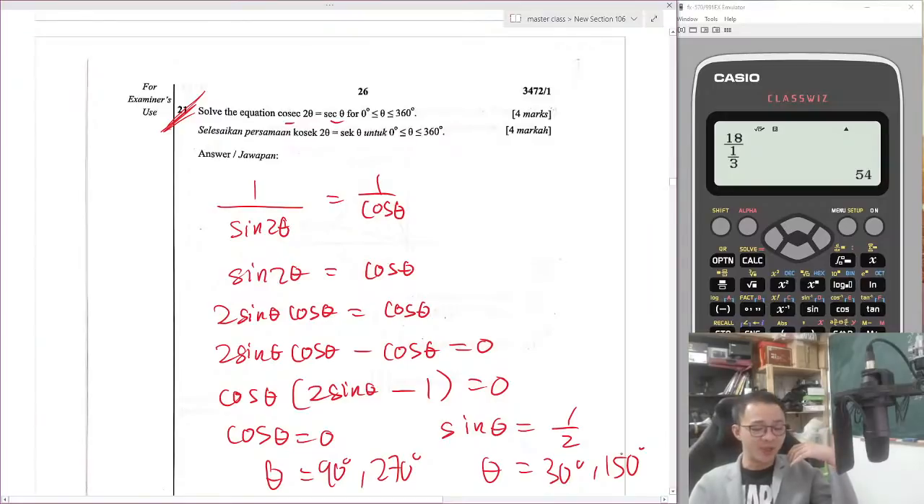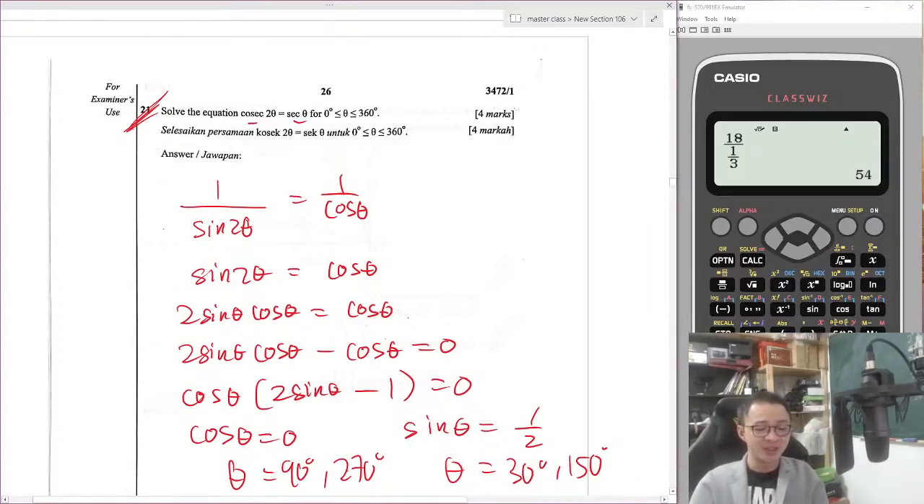Okay, so basically for all these numbers, if you want to know whether the answer is correct or wrong, you try substituting the answer into the equation. Then if you get both sides equal, basically it means this is correct. So when you do that, you must be very careful.